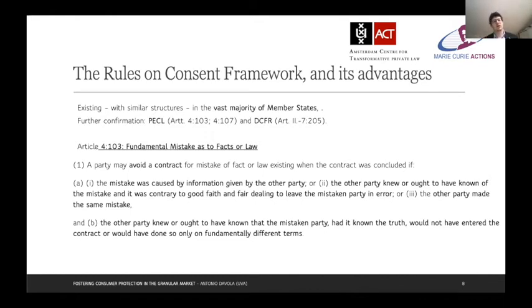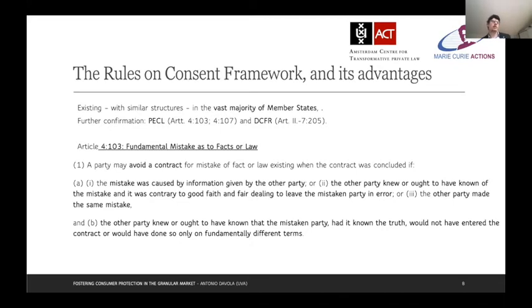And we find a further confirmation in the principle of European contract law and in the draft common frame of reference, and both in member states and in proposals for European private law harmonization, they follow the same or at least a similar structure, that is the one depicted in Article 103 of the PICL. So related to mistake as a factor of the law, focusing on errors and mistakes caused by the other party or that the other party should have been aware of.